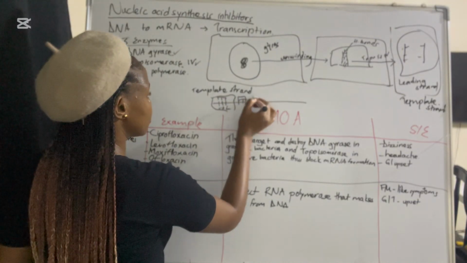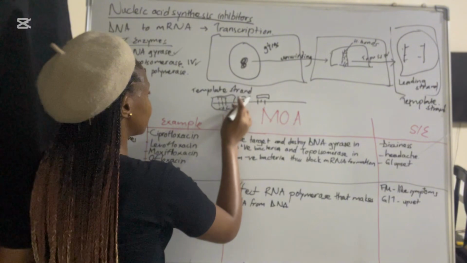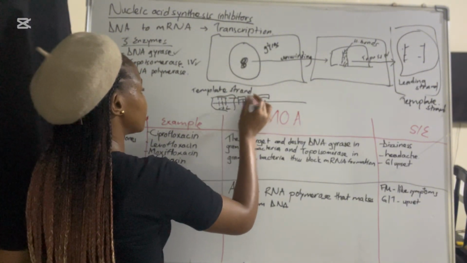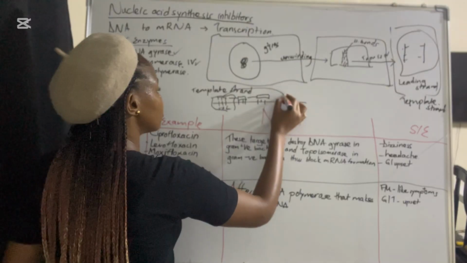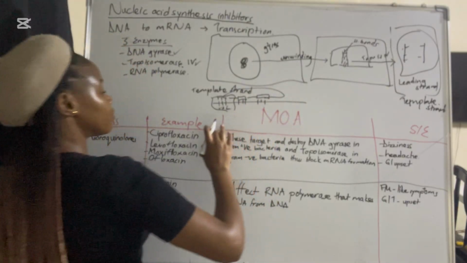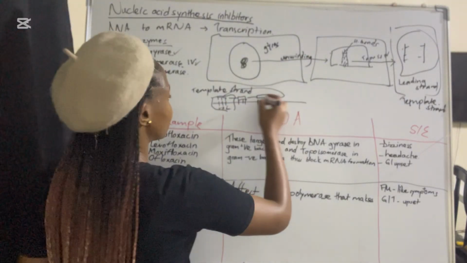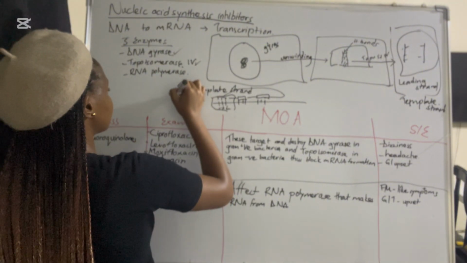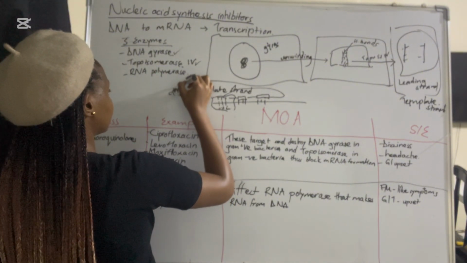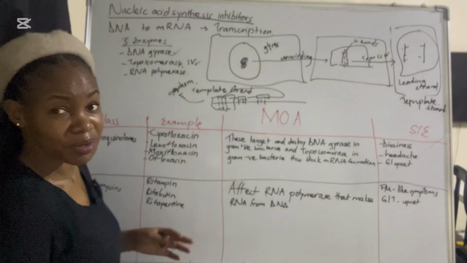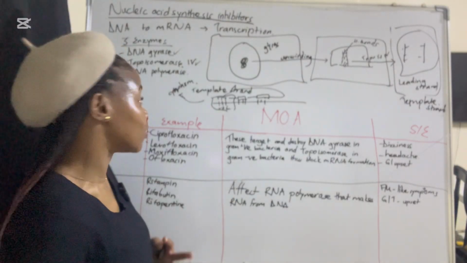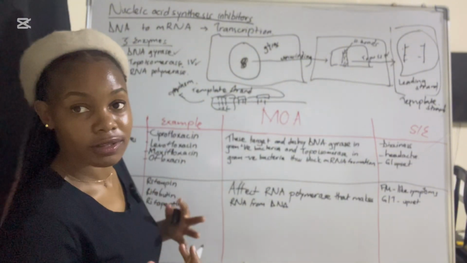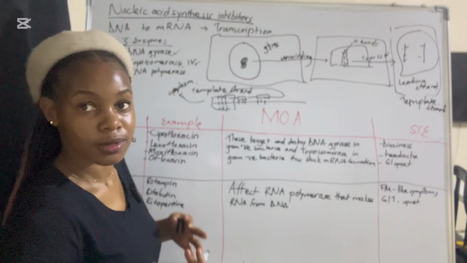After the base pairing has occurred, that is where the formed messenger RNA is going to peel away from the template strand and move to the cytoplasm. What was our main focus? Our main focus was understanding how each of these enzymes works within transcription.